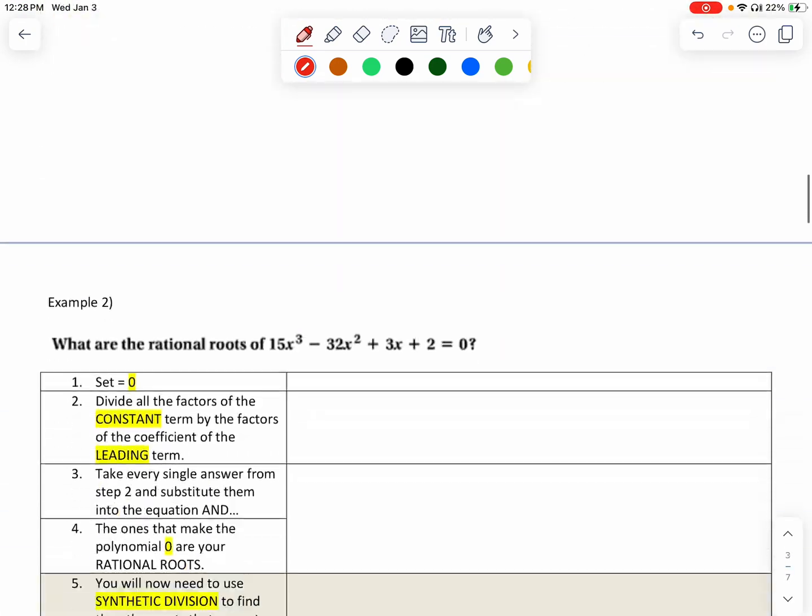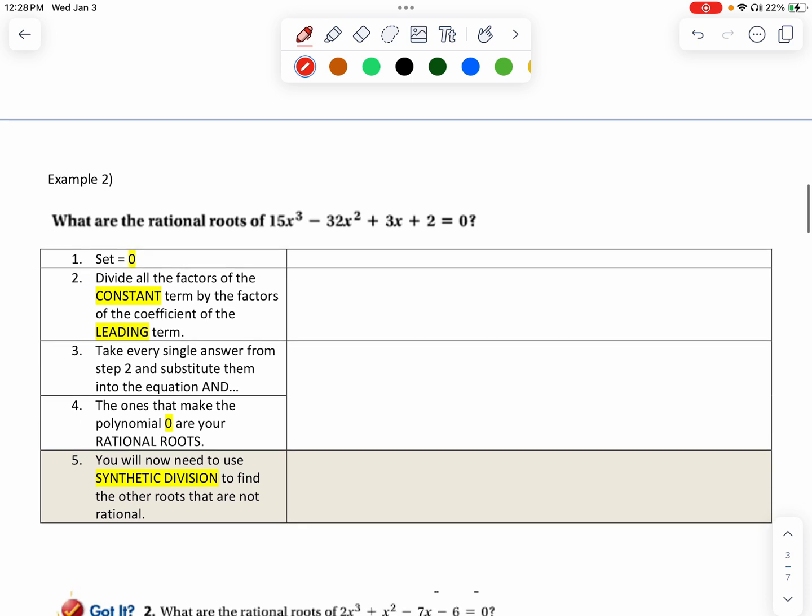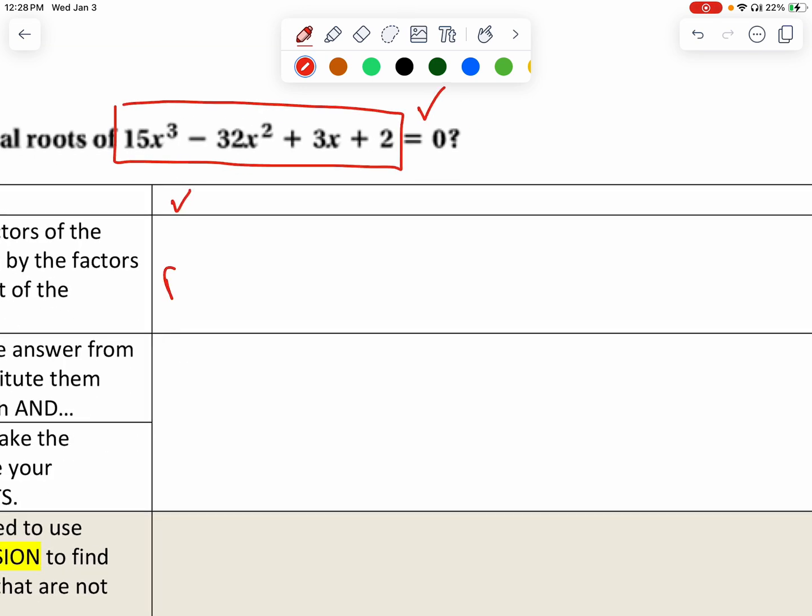Okay, take a look at number 2. So we're actually going to do the exact same thing. We have a polynomial right here in this red box, and it's been set equal to 0 for us. Now it's trying to find all the possible rational roots. So this box is all the possible rational roots. On the homework, it asks you what are the possible ones, and then it asks you what are the actual ones.